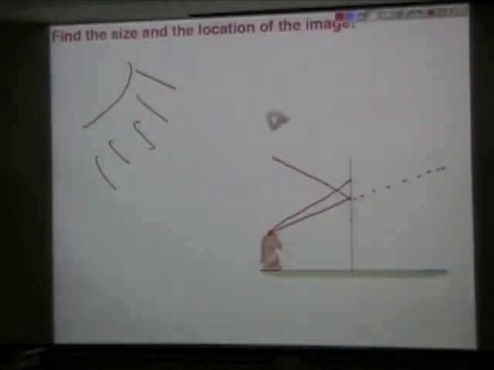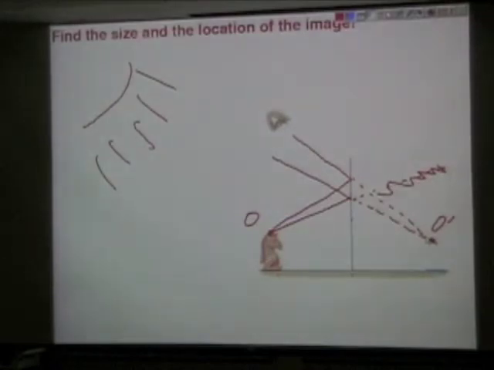Getting reflected like that. This extension goes behind the mirror. We don't need this. This ray is getting reflected. This extension goes behind the mirror. So this point represents the image of that point. We call it normally sometimes O and O prime.